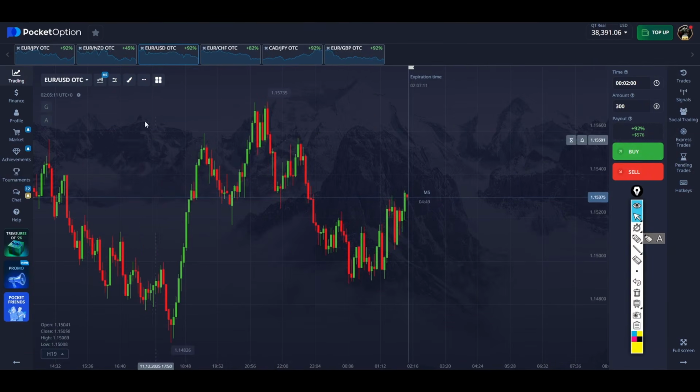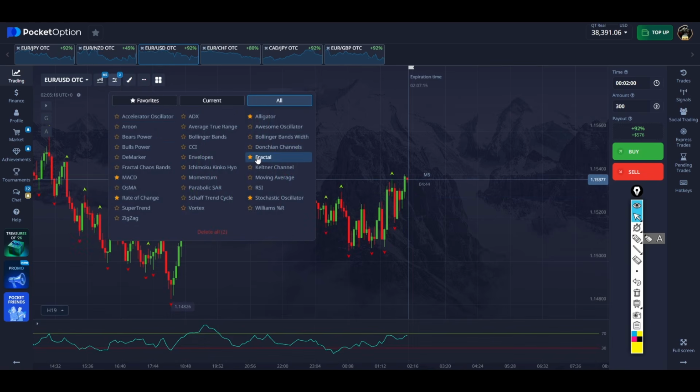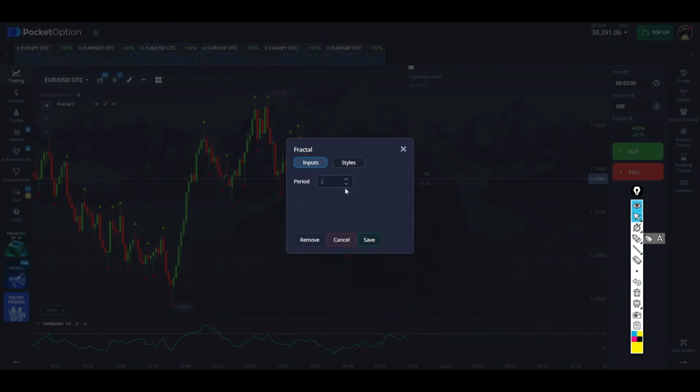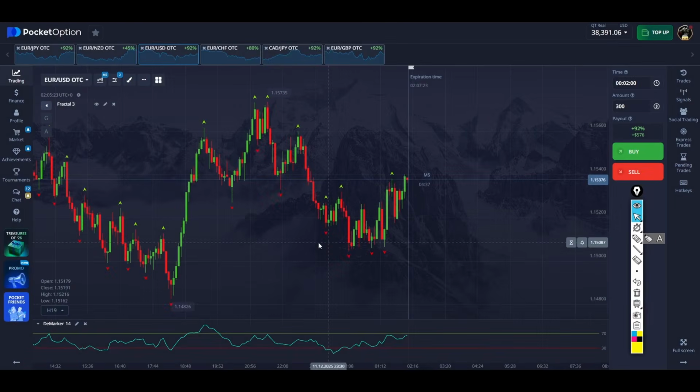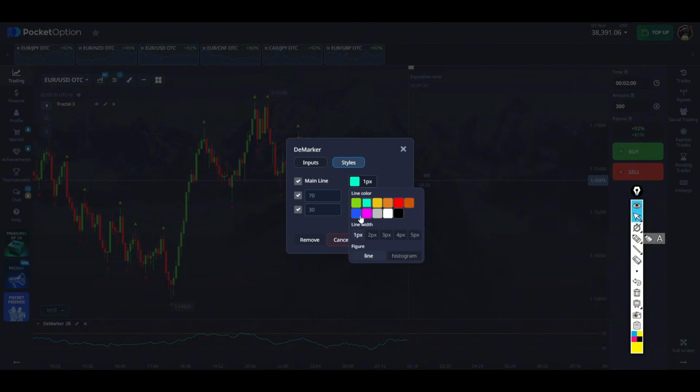So let's move on to the settings. We select the DeMarker oscillator and the fractal indicator. Those are the only tools we'll need. Next, open the fractal settings, set the period to 3, and click Save. Then go to the DeMarker settings, set the period to 28, adjust the style to your preference, and save. That's it. Everything is ready.